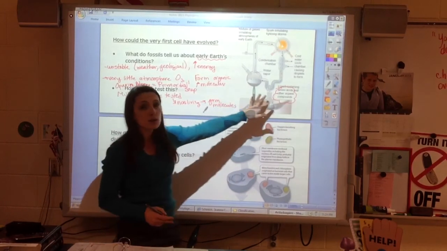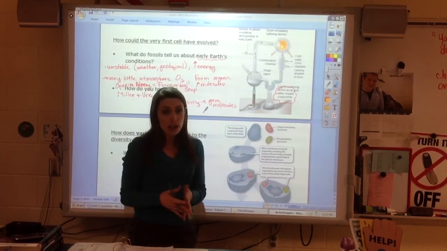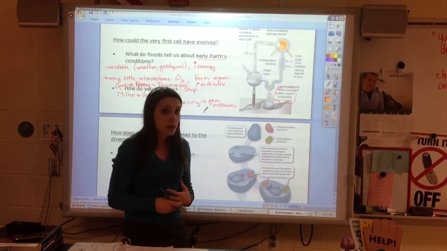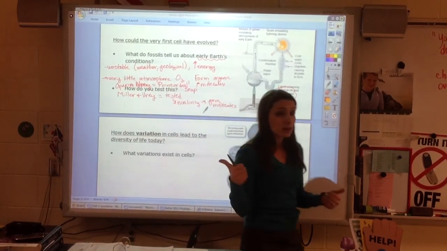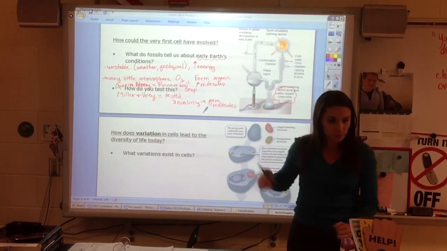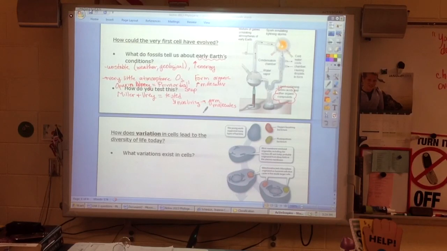But forming molecules is a long way away from actually forming a cell and forming life. And so one of the things that we have to keep in mind is, how old is the Earth? How long did these conditions go on for? And that's where we'll stop.